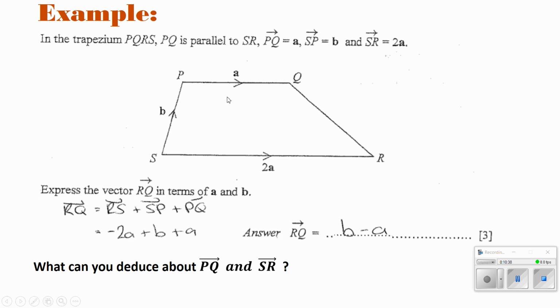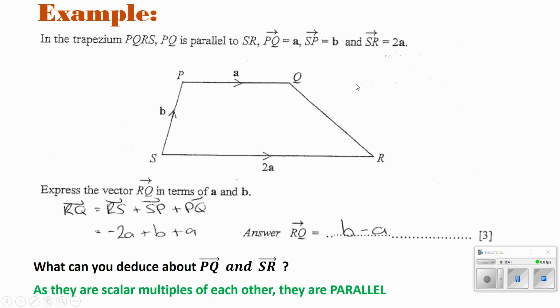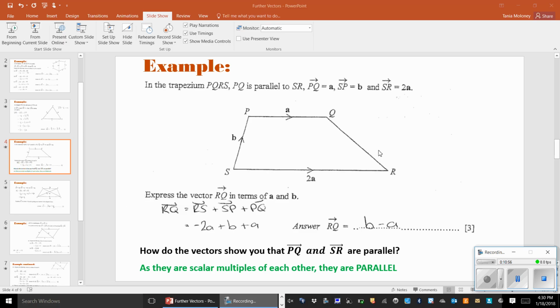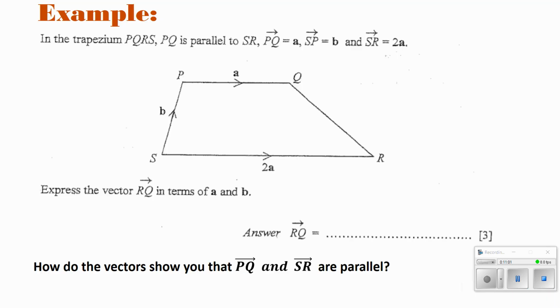PQ and SR. So as they're scalar multiples of each other, that's why they're parallel. So maybe I should reword the question to be, how do you know that they're parallel? Notice that I've reworded the question, so hopefully on your copy you've got this question instead. How do the vectors here show you that PQ and SR are parallel? It's because we know already that they're parallel. So how do the vectors show you that they're parallel?